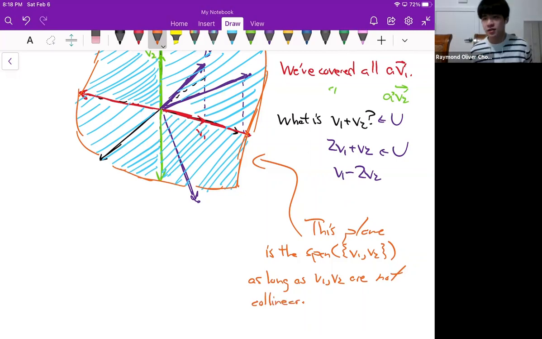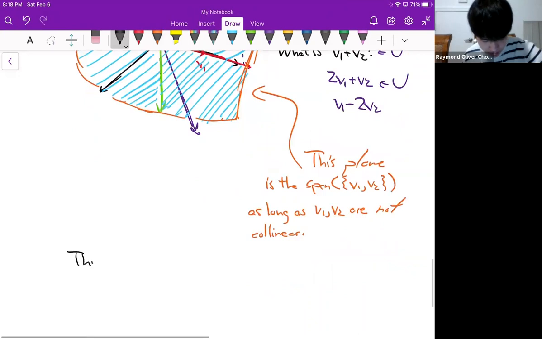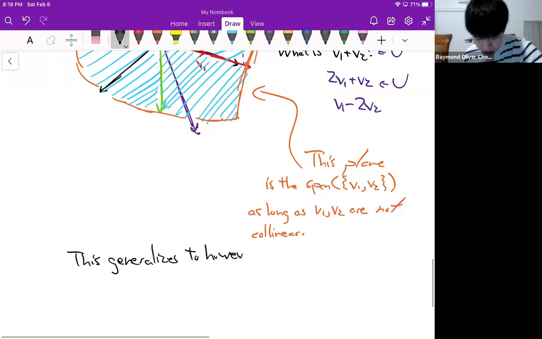So what does this tell us? The span of one vector is a line. The span of two vectors is a plane. So we expect the span of three vectors, so long as the third one doesn't lie in the plane generated by the first two, to be 3D space, right? So this generalizes to however many vectors you have.